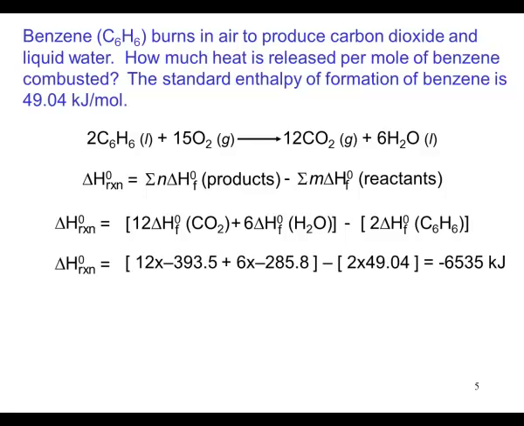Substituting in the values from the table, we arrive at negative 6535 kilojoules. That's the heat of reaction for the entire combustion of 2 moles of benzene. To calculate the heat released per mole of benzene, we must divide the 6535 kilojoules by 2, yielding a negative 3,268 kilojoules per mole of benzene.